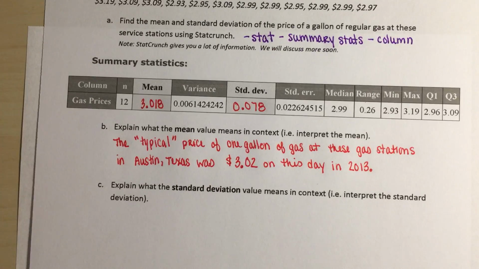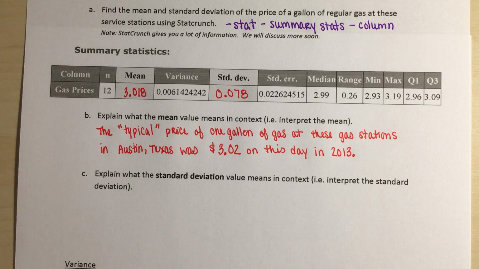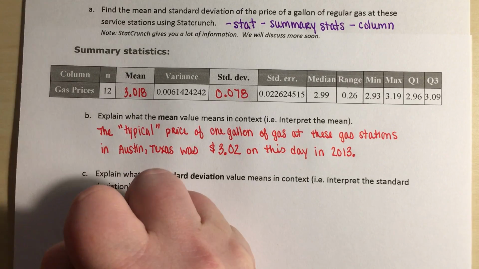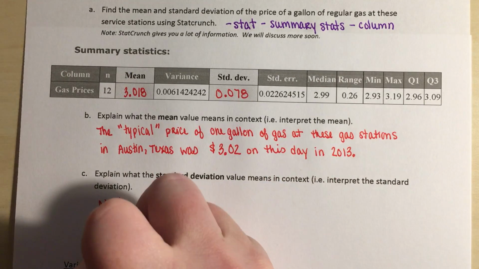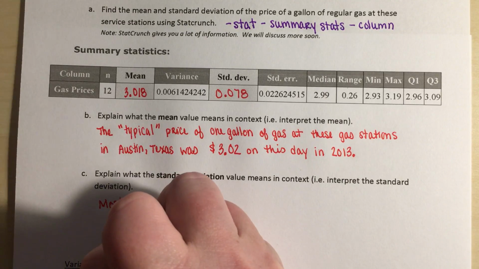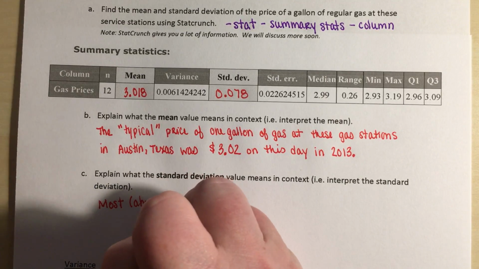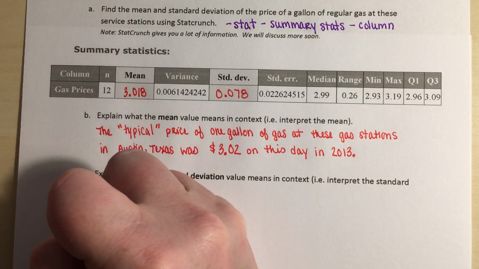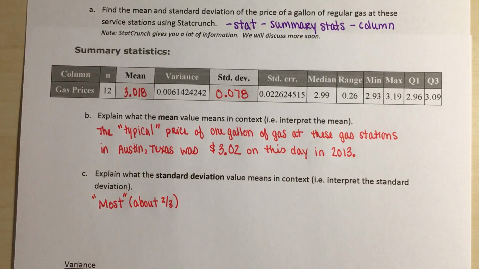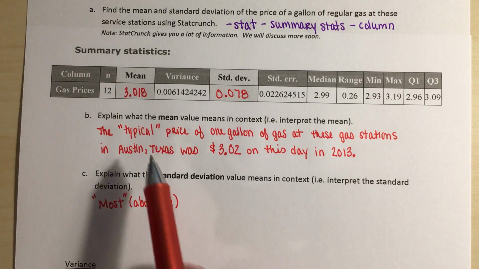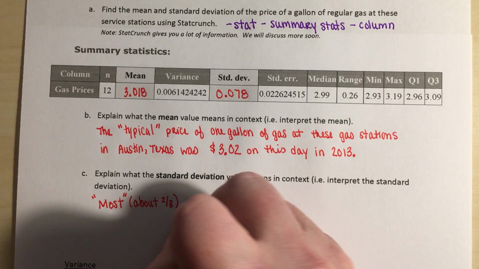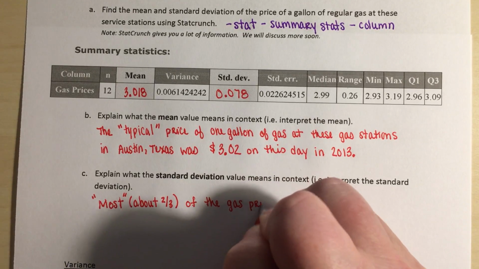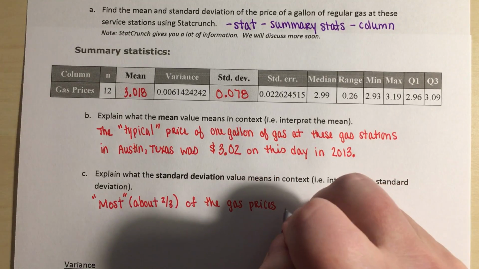Now we're going to do the same for our standard deviation. Explain what the standard deviation value means in context. So we're going to start by saying most. And again, remember, most means about 2/3. Whether or not you put that about 2/3 in there, it's up to you. We don't necessarily need the quotes in our answers, but we use the word typical and most. So we're going to say most of the gas prices are within.